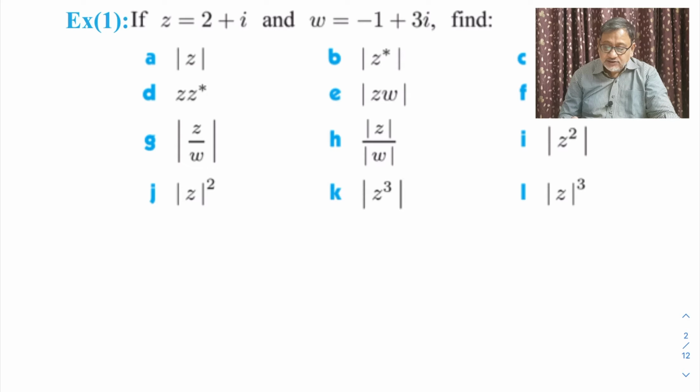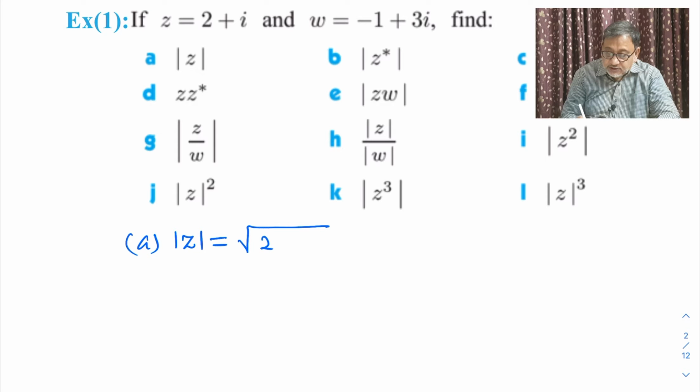Now let us solve this example. If z is 2 plus i and w is minus 1 plus 3i, find modulus of z, modulus of z conjugate, modulus of z conjugate whole square. So let us start. A part, modulus of z according to the definition will be square root of 2 square plus 1 square. So it will be 4 plus 1, which is 5. B part, modulus of z conjugate. So first let us find z conjugate.